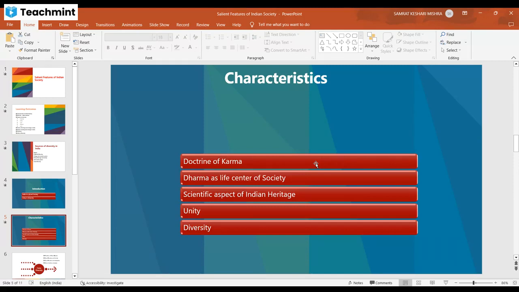Then there is the scientific aspect of Indian heritage. There are a lot of scientific aspects of Indian heritage. According to different scholars, Indian heritage is mainly religio-philosophical, but Indian heritage is not only religio-philosophical. Rather, it is based on clear-cut science and technology. So, for example, the culture is based on astronomy or astrology, which is based on the movement of different planets, which is a mathematical calculation.